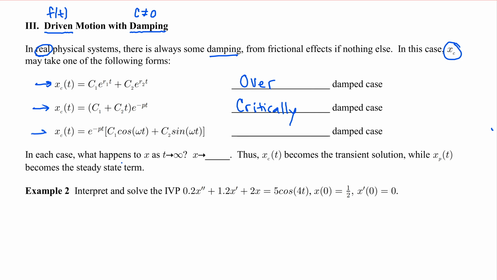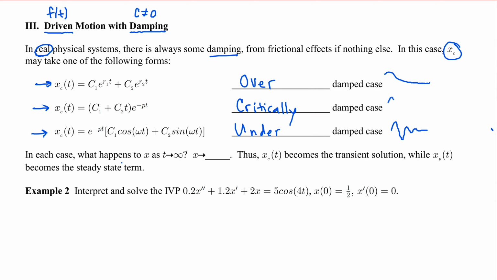The last possibility is when we have a complex conjugate pair of solutions and our solution takes on this nature. This one's the most interesting in my opinion. This is the underdamped case. If you'll recall, the mass oscillates between two exponential envelopes before settling down to equilibrium position. So the overdamped case goes straight to equilibrium.